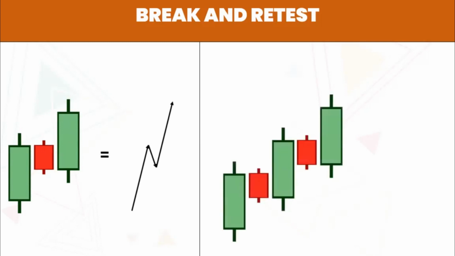Now let's look at another one. This is another move from a low to a high, and in between there are two red candles. Now this same move can be represented as this. This is also what you know as the break and retest strategy. Okay, now this is how the market moves.